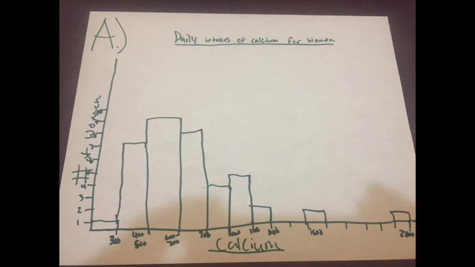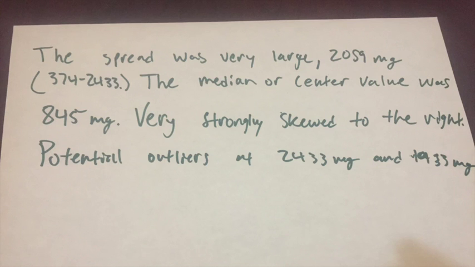So on the screen right now there is a histogram of the calcium labeled at the bottom and then the number of women labeled on the left side. And as you can see, it's skewed to the right. The spread was really large. It was 2,059 milligrams between each of them, which is 374 to 2,433.